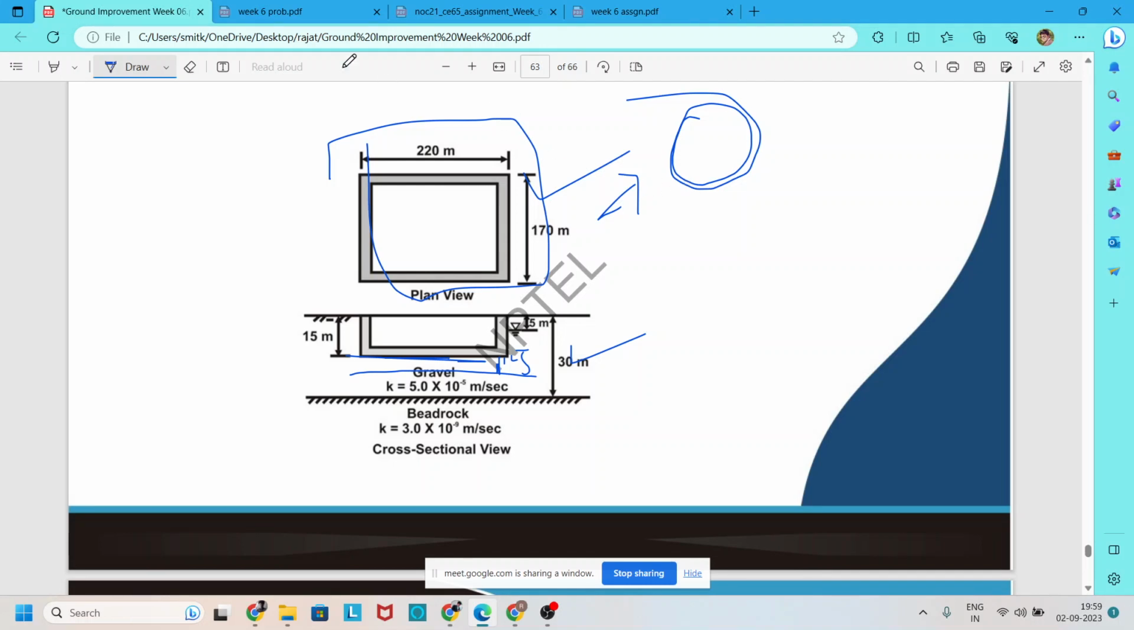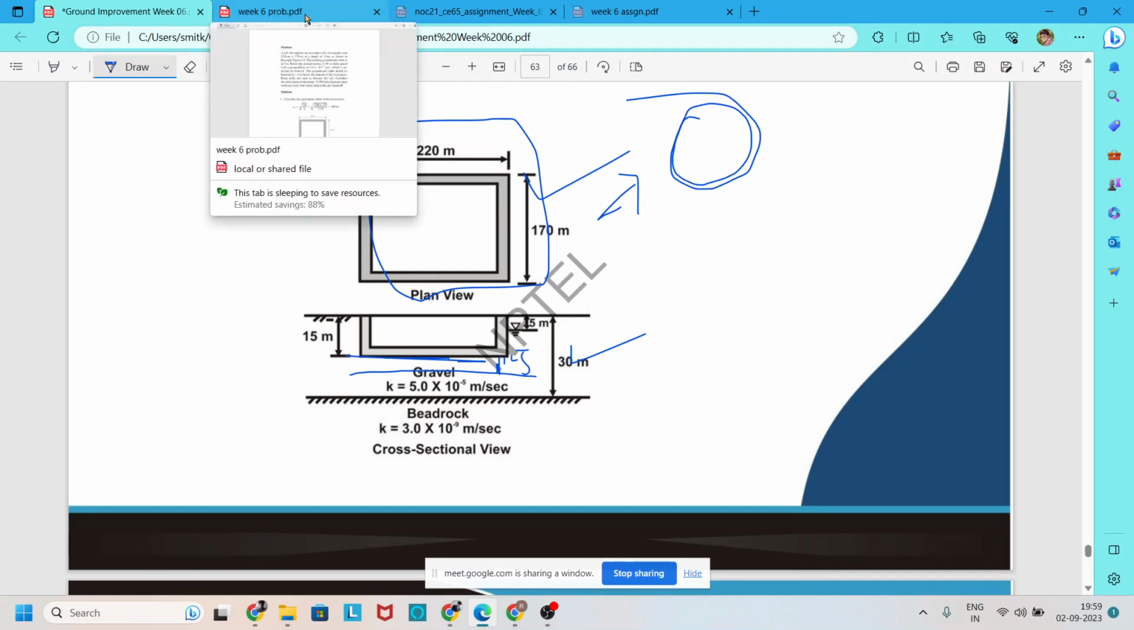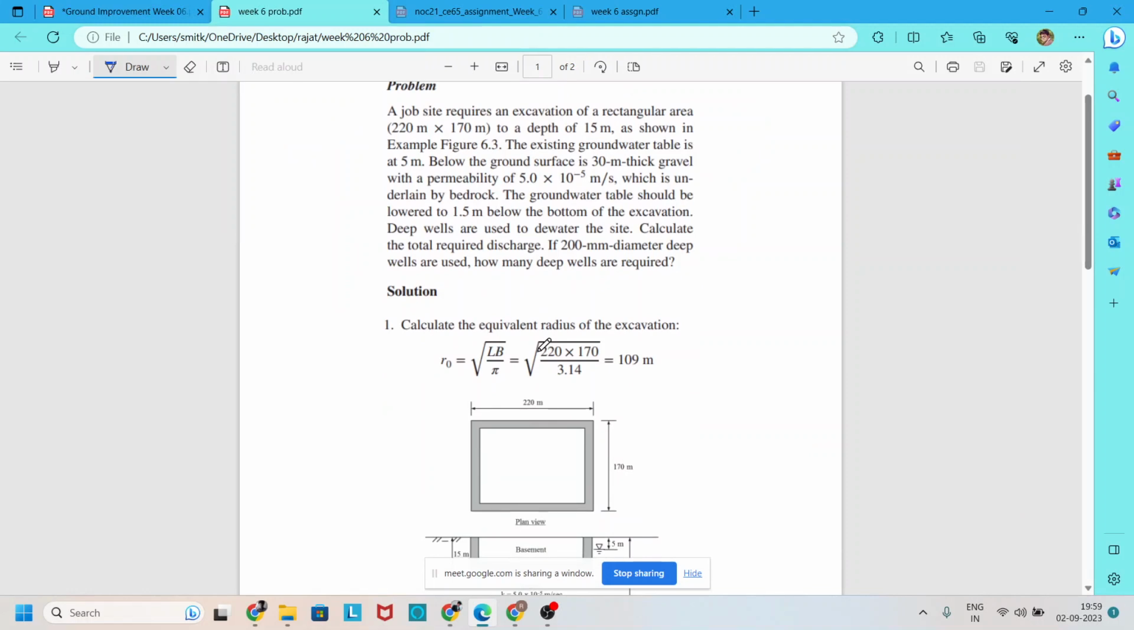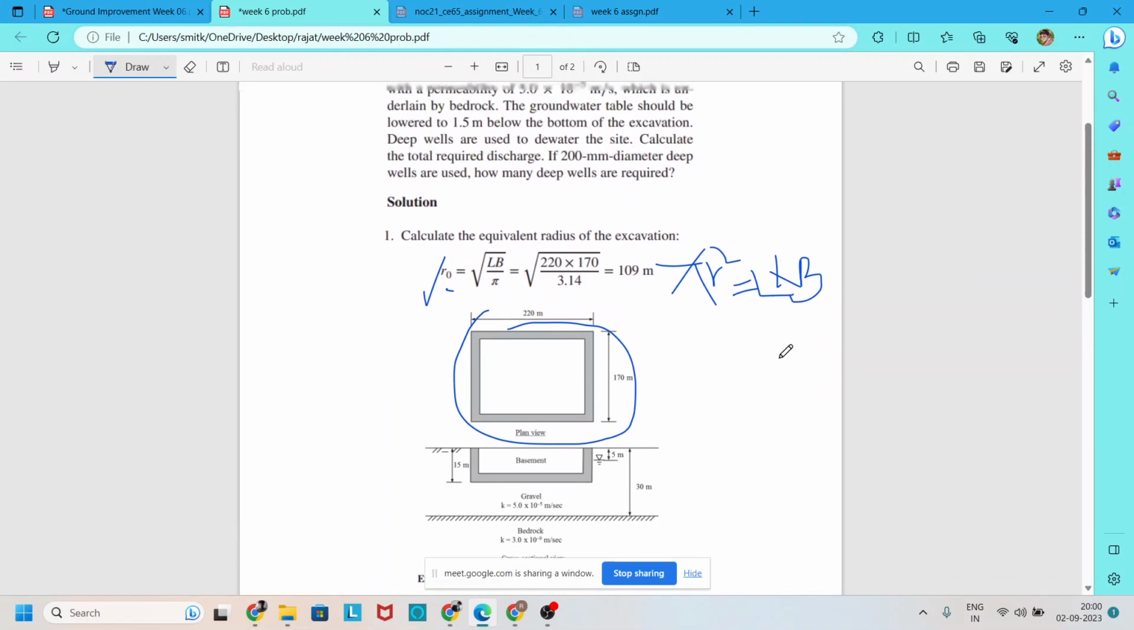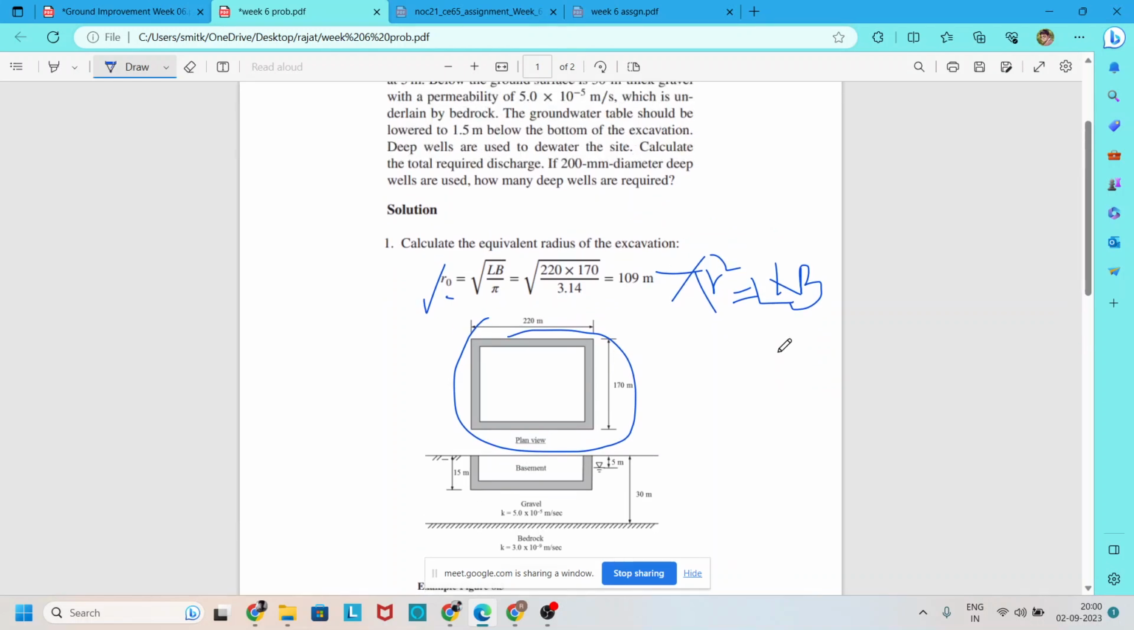Now we move to the solution part. For the equivalent radius of this excavation, we use πr² = L × B. So we convert this rectangular arrangement into a circular one. After that, we apply the formula for the unconfined aquifer.